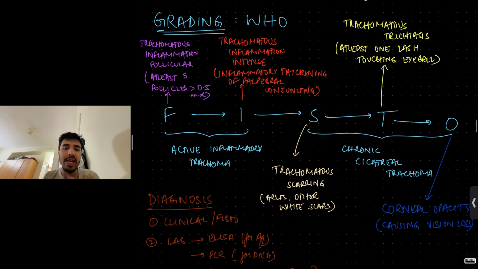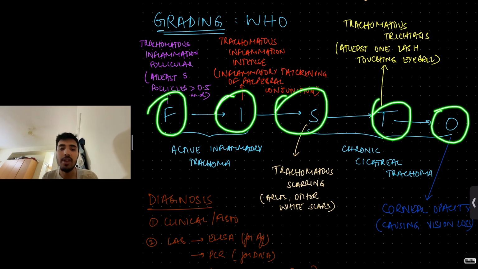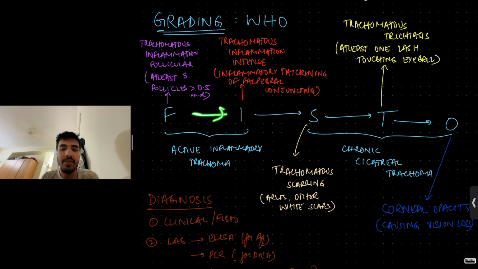Then let's come to the grading. Now, WHO gives something known as the FISTO classification for grading of trachoma. FISTO grading. It is a progressive grading. So it starts as acute inflammatory trachoma, right? So F and I come under acute inflammatory trachoma. Trachomatous inflammation follicular is F, where the condition is at least 5 follicles of more than 0.5 mm in diameter. That is for F. I, trachomatous inflammation intense, where you have inflammatory thickening of the palpebral conjunctiva. That is I.